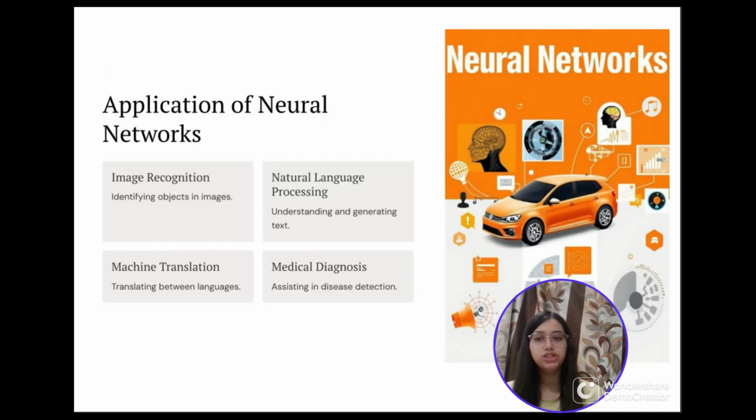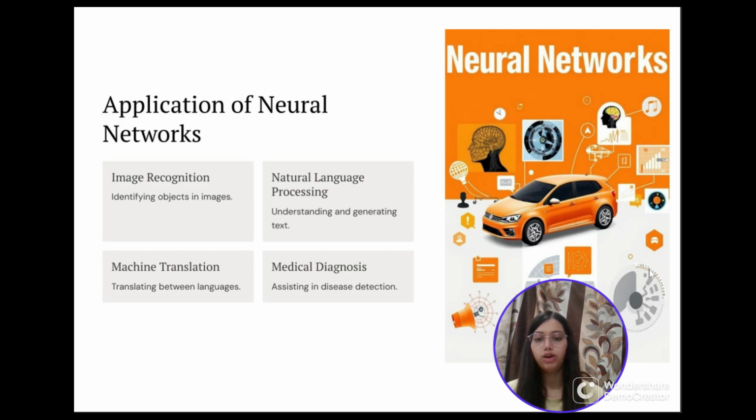What are the applications of neural networks? First one, image recognition. Think about apps that can identify objects or faces in a photo. Next one, natural language processing. Neural networks enable chatbots, language translation, and sentiment analysis. Healthcare, they are used to predict disease and analyze medical images.